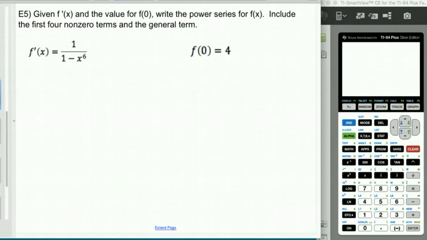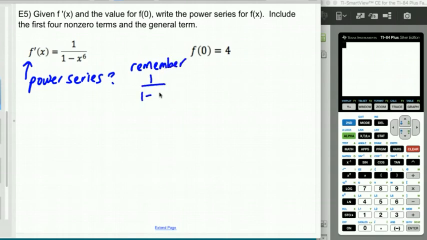All right, so we're given f prime of x, and we're given the value of f of 0. We're going to write a power series for f, including the first 4 non-zero terms. Okay, so the trick is I should start by writing a power series for this. In order to write the power series for this, I need to use one of the power series that I should hopefully remember. So I remember that 1 over 1 minus x is essentially geometric, where my a is 1 and my r is x.